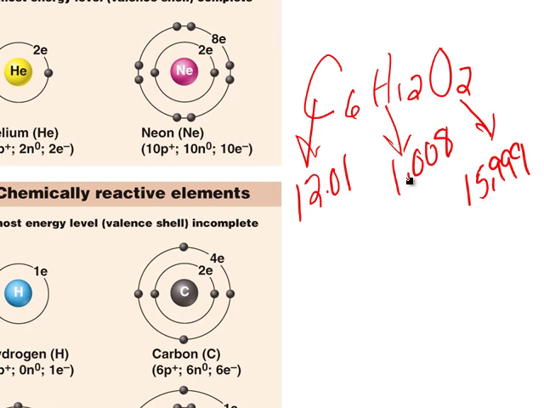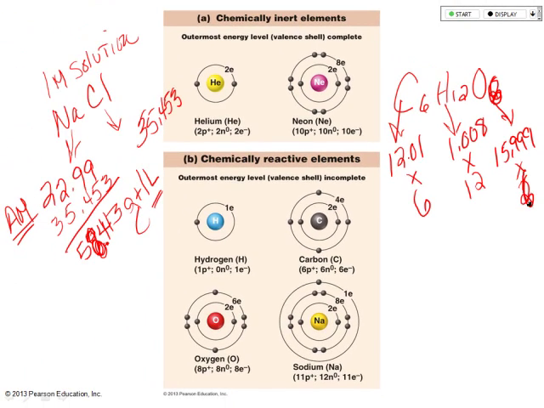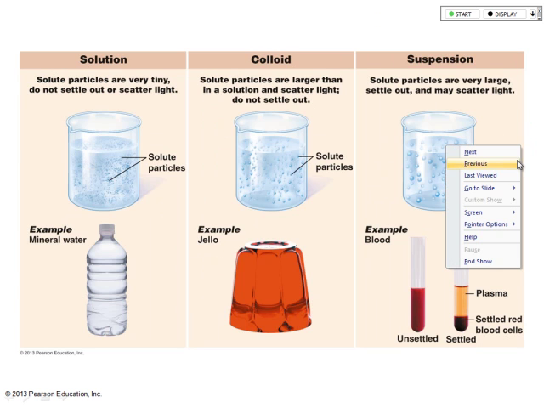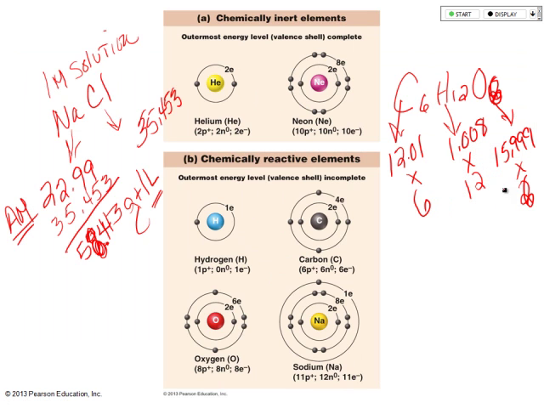Now, how would I figure out how to weigh out 1 mole of glucose, C6H12O6? Well, there's 6 of those, and there's 12 of these, and there's 6 of those. I'm sorry, why did I put 2? Then you'd get the numbers you see in the book.